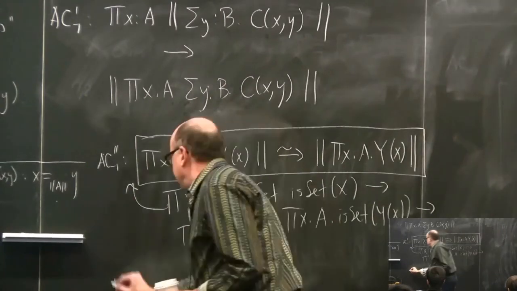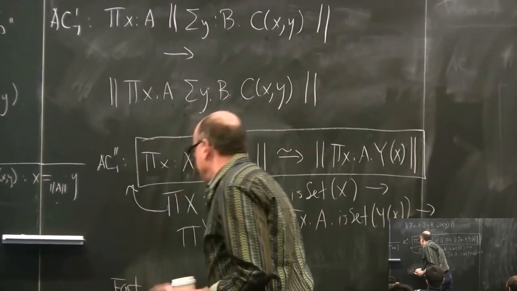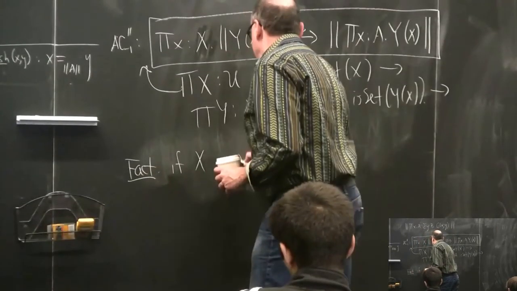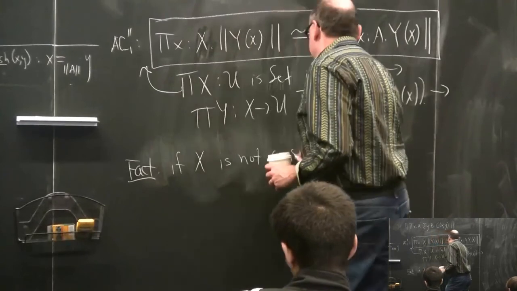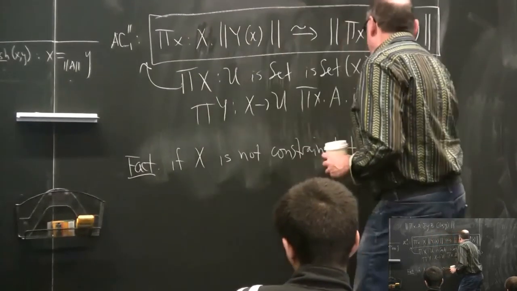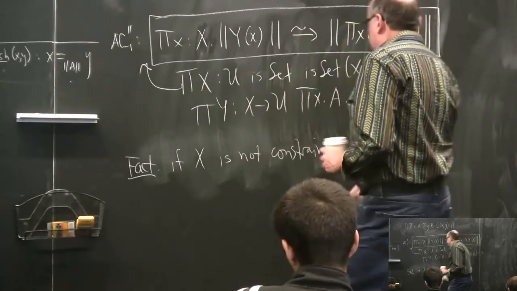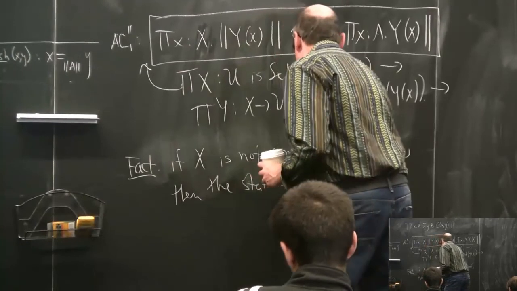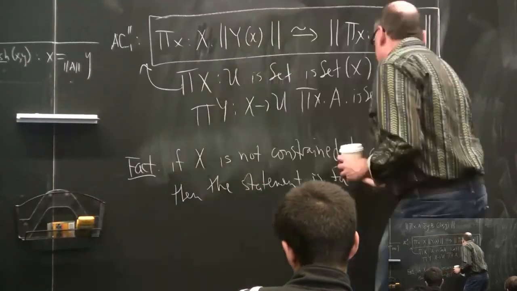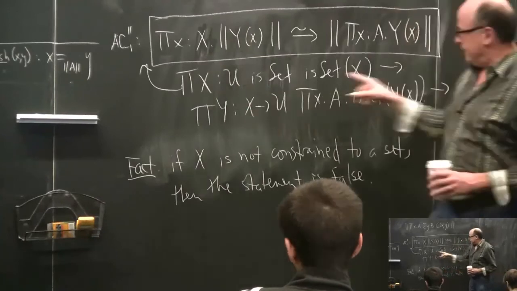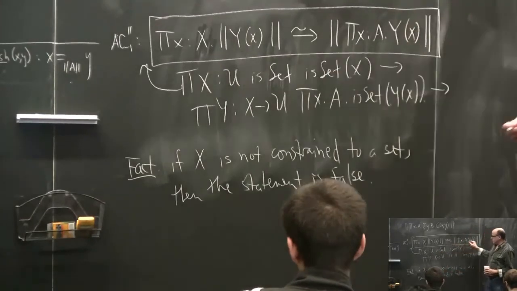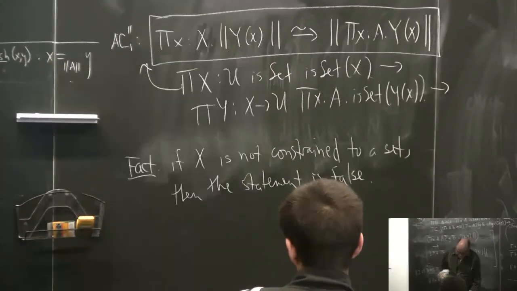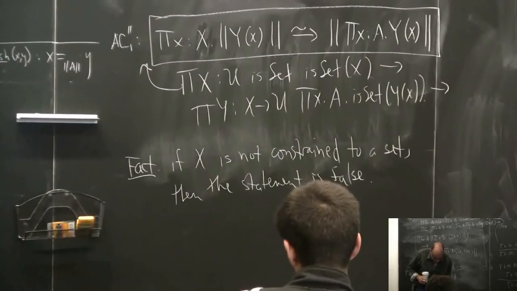So the fact that's in the book, which I will not reproduce here, which you can see in the book, is that if x is not constrained to be a set, then the statement is false. That is, it can be refuted. The statement means this version of the axiom of choice, but in which I get rid of that assumption. And how does it do it? Well, by exhibiting something which is a groupoid and it's not a set, and that's worked out in the book.